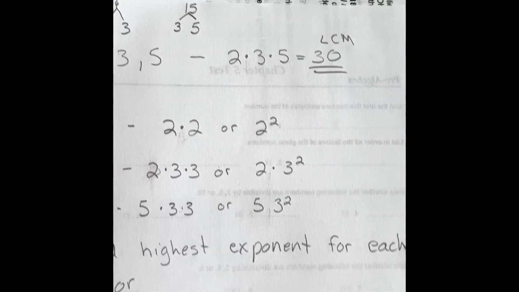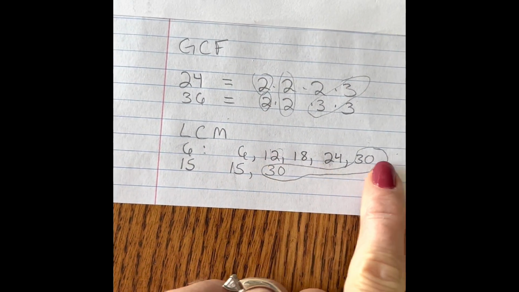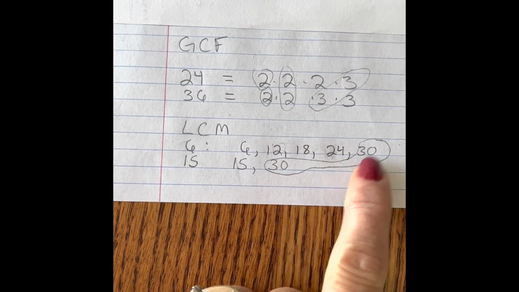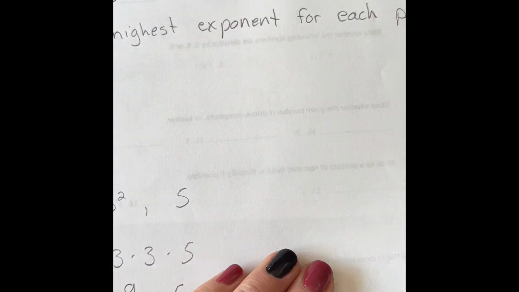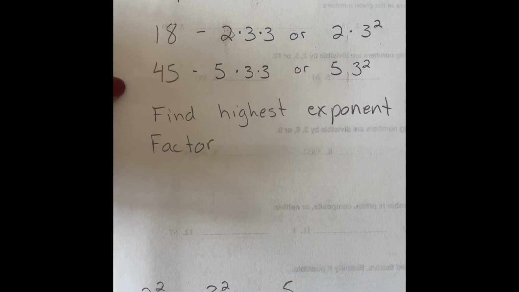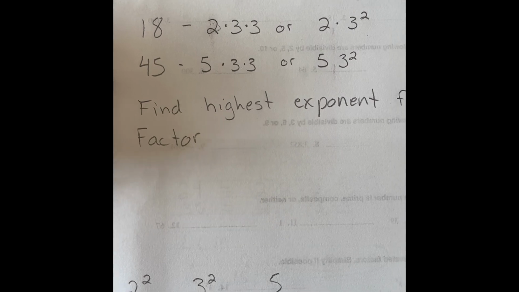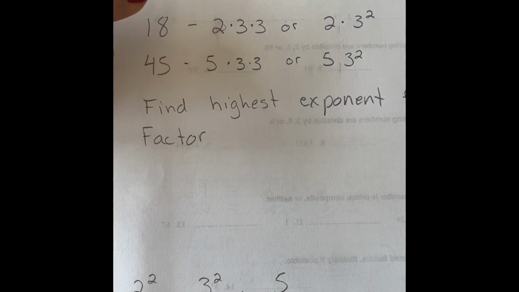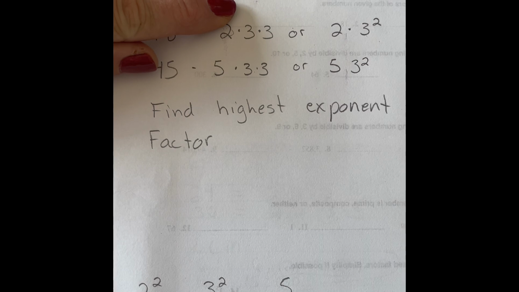The other way to do that was what I did over here, where I just wrote down all the multiples, and it's still the same answer, 30. You might be given 3 different numbers and you have to find the least common multiple. So write down all the prime factors. I didn't do a factor tree for these, but you probably would need to.